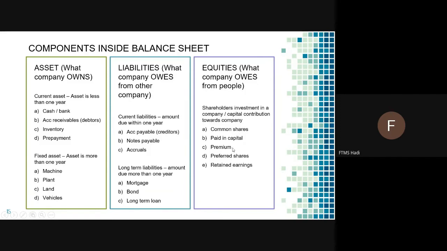Okay, so these are the items. Common shares, which is the company selling shares to investors. Paid-in capital means the capital given by individuals or companies voluntarily. Premium means the shares are expensive shares. Preferred shares, which are a hybrid of bond and equities. And the last one, retained earnings, that means the profit maintained after declaring dividends. So this one will be classified under equities.